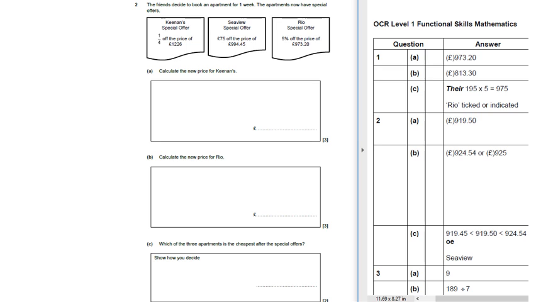Now it's getting interesting. We get a discount. Yeah, I like a discount. What's this saying? The friends decide to book an apartment for 1 week. The apartments now have special offers. The Keen special offer is a quarter off the price. The Seaview special offer is £75 off the price, and the Rio special offer is 5% off the price. Calculate the new price for Keen.